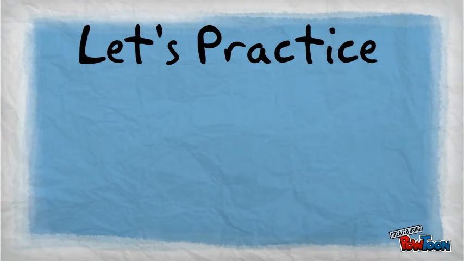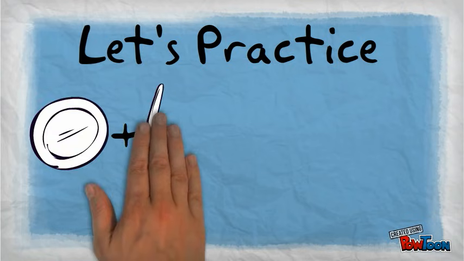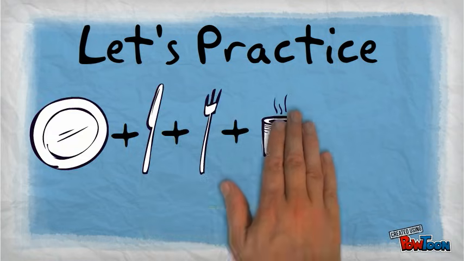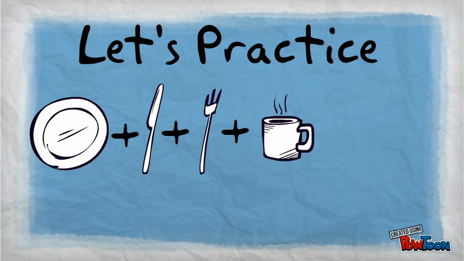So let's practice adding up some details to figure out what they are all telling us about. I go into my kitchen and I get plates, knives, forks, and cups out of the cupboards and drawers to put on the table. What is the main idea?